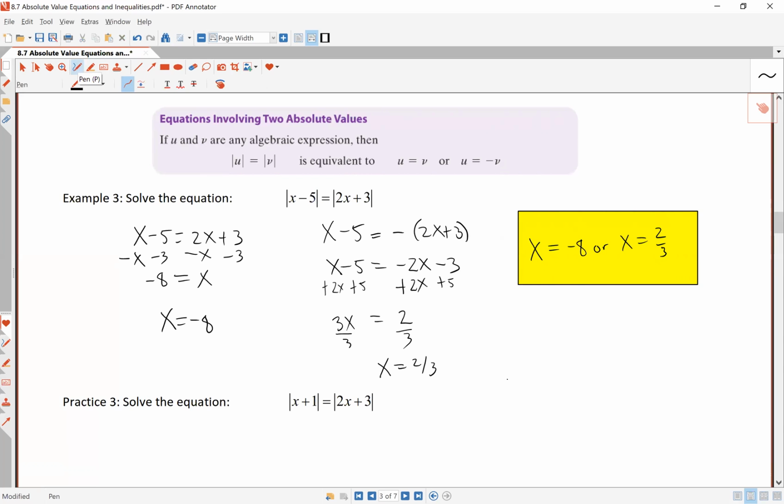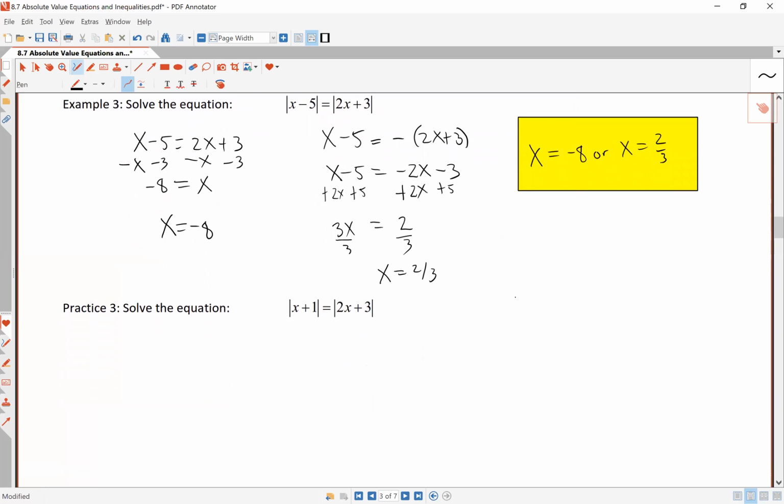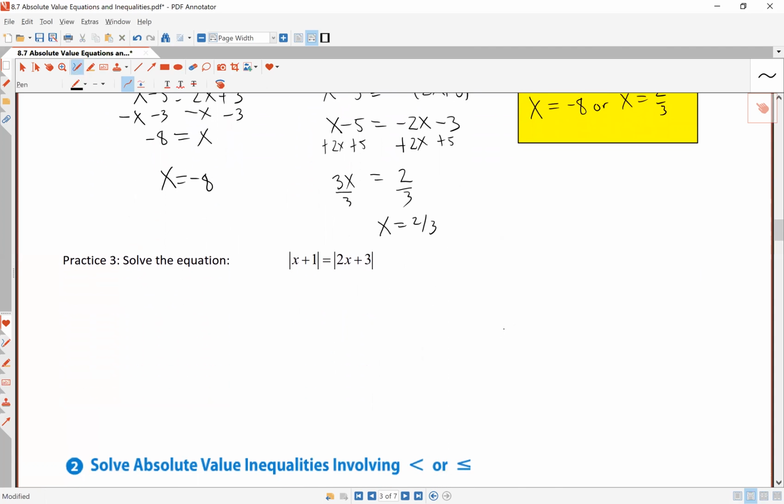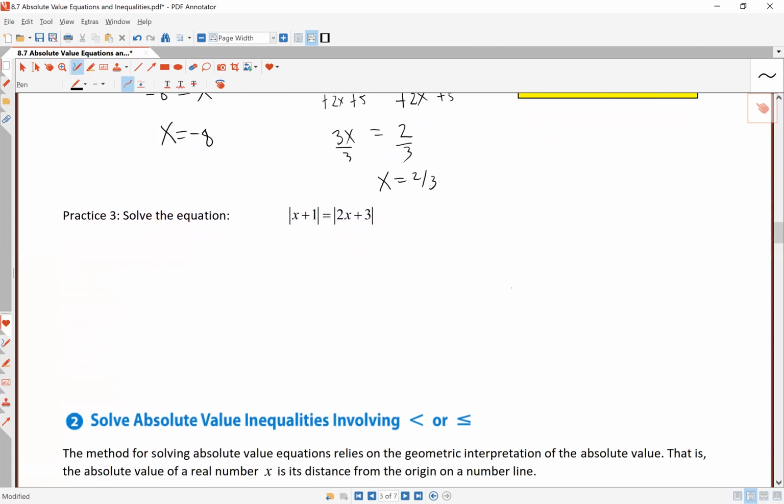And this leads me to your practice problem. I encourage you to press pause on your video and work this out. Come back when you're ready to see the solution.